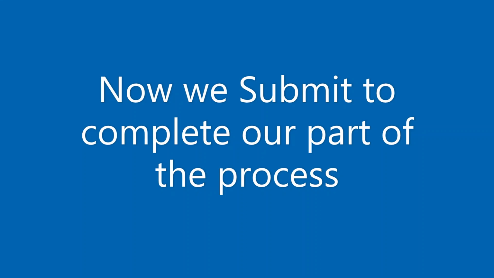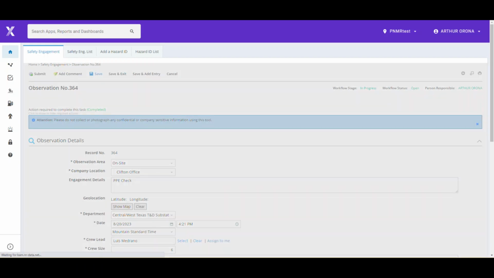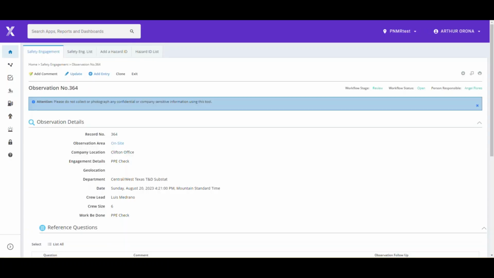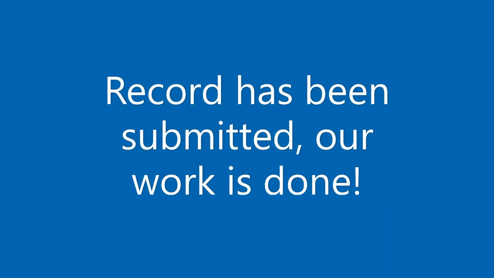Here, see, status is now complete, and we can do the submit to complete our part of this process. Those error messages are just something left over from our development environment. Click on the submit. Record gets processed, and what will happen is the person responsible will change. The person responsible is now Angel Flores, and the status is in review.